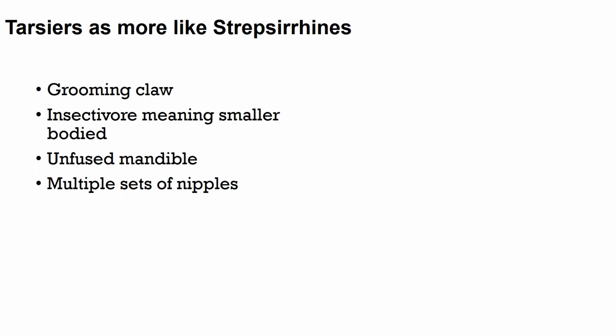Okay, so here are some of the traits that mean tarsiers are more like strepsirrhines. You saw that claw. It's very similar to that grooming claw we saw in the strepsirrhines. And you also saw that they're really small. So when you looked at the size of the skull, hopefully you noticed the skull is actually quite small. So by body size alone, it really lets us think of them more as strepsirrhines. They have an unfused mandible as well, and they have multiple sets of nipples. So that means that they have larger litter sizes. That's a trait more commonly found in strepsirrhines.